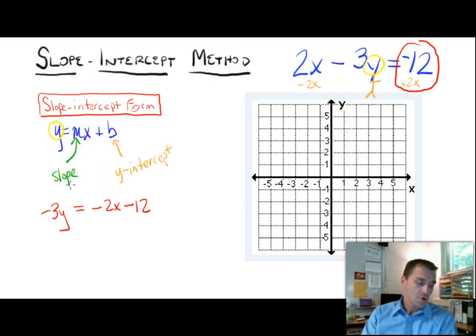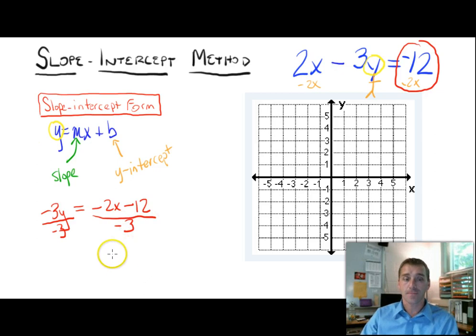Step number 2, you're going to, well, we're not even step number 2 yet. We still haven't solved it for y. Don't get ahead of yourself. I still have to get the y by itself by dividing by negative 3. And when I divide the left side, I divide everything on the right side by negative 3. So these guys cancel. I have y by itself. That is step number 1.